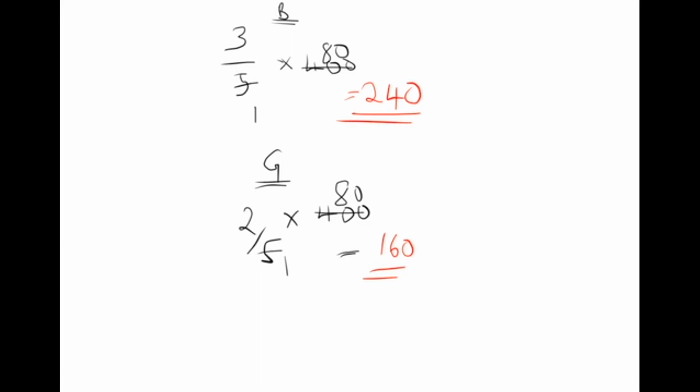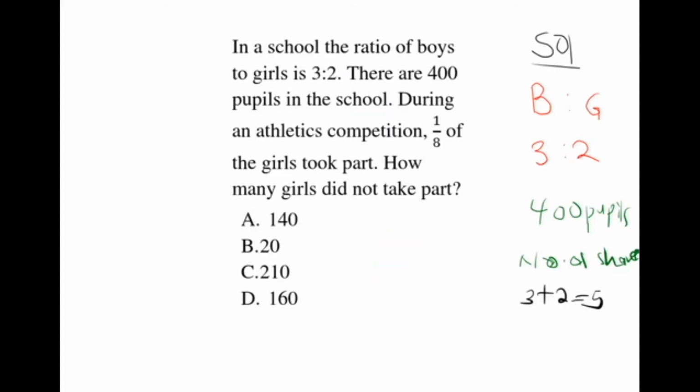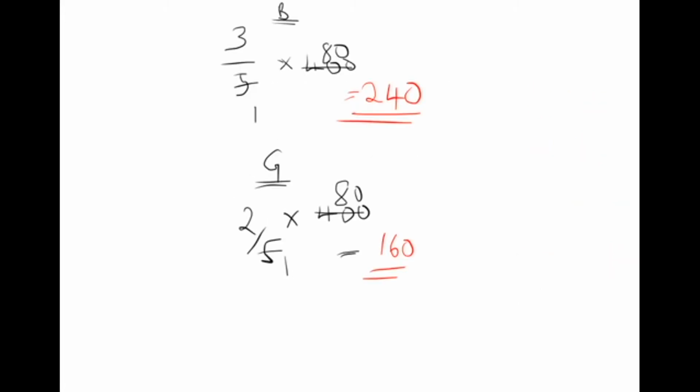Then we are told that during an athletics competition, an eighth of the girls took part. How many girls did not take part? An eighth of the girls took part. If the girls are 160, to get the number who took part we take an eighth of 160. Then we can simplify by 8, 1. By 8, 20. So 20 girls took part in the competition.